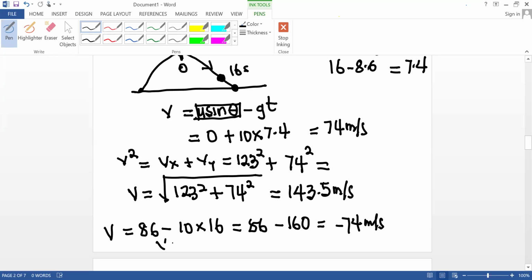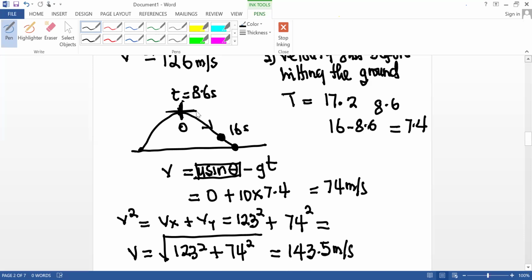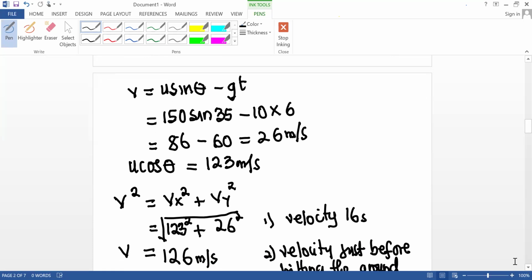Don't forget, we haven't considered the horizontal velocity. It is still 150 times cos of 35. Please, when it gets to the maximum height, the initial vertical velocity is 0. So use the time difference. If it is taking 8.6 seconds to reach the maximum height, then by 16, just subtract 8.6 from 16, and that will be the remaining time to reach 16 seconds.